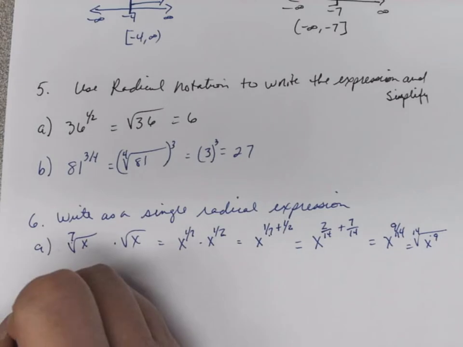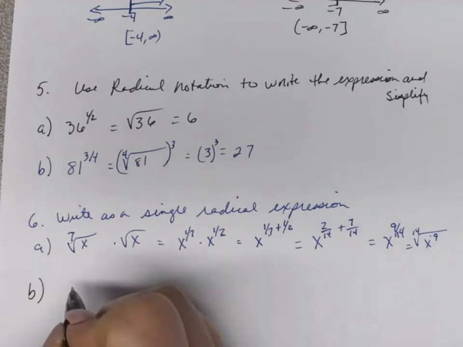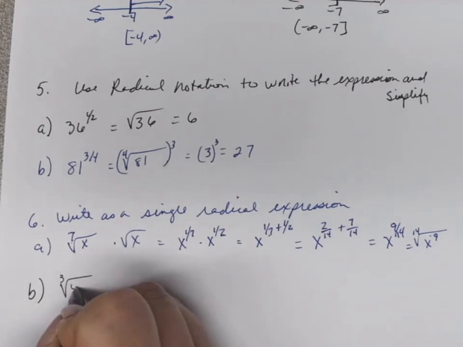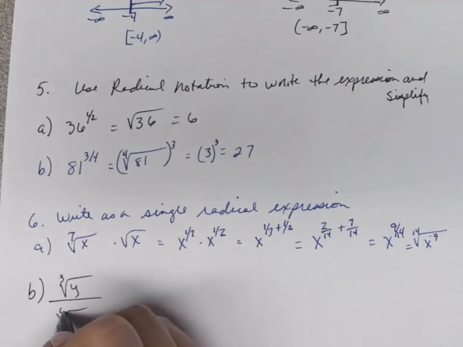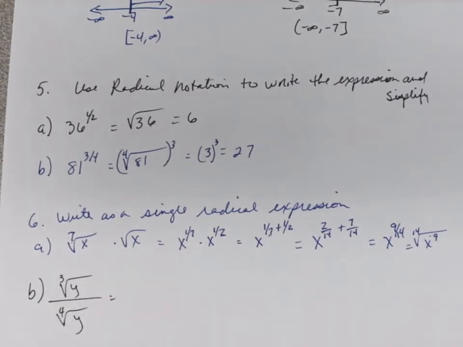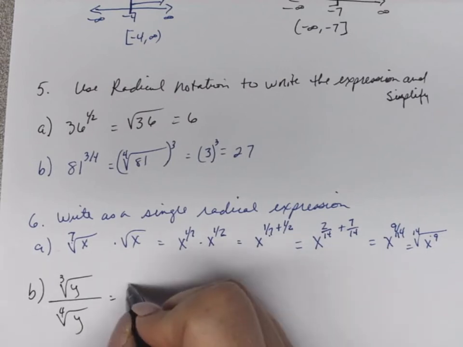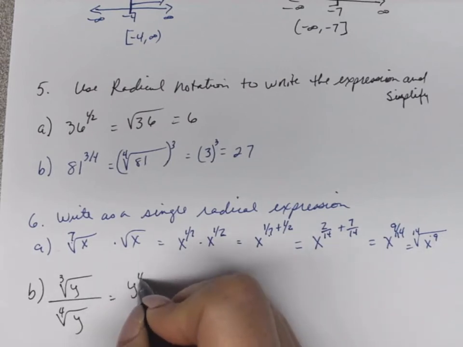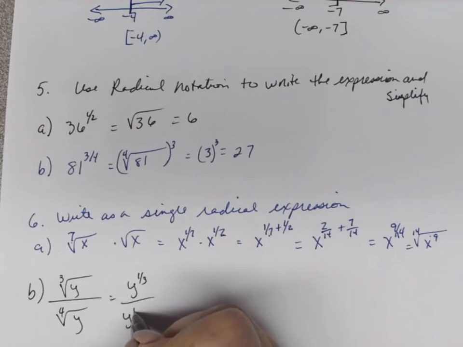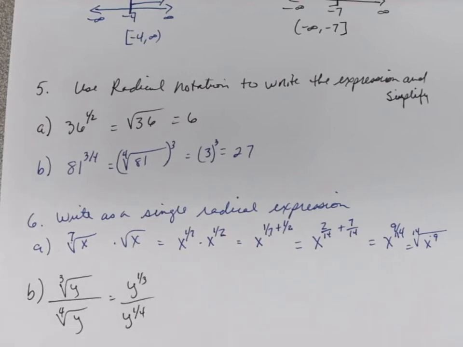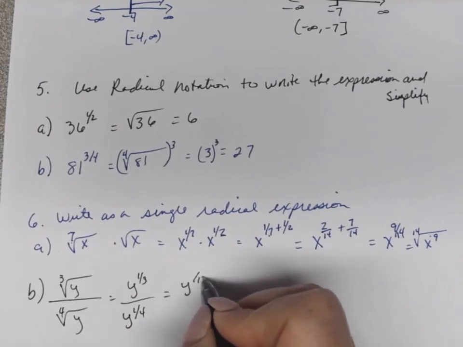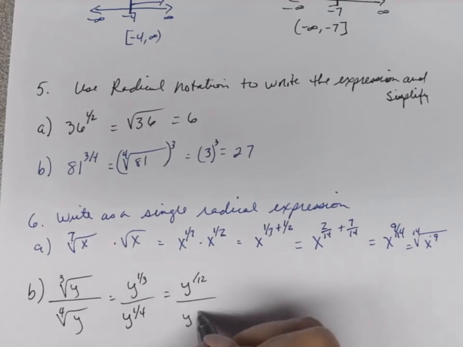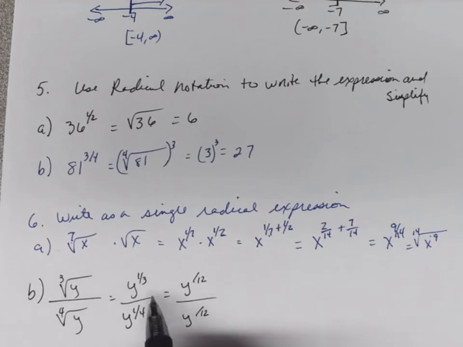All right, let's look at B. We have the cubed root of y over the 4th root of y. So I'm going to turn these into exponents. So y to the 1/3 over y to the 1/4. I need to get a common denominator between 3 and 4, which would be 12. So y to the 12 over y to the 12.